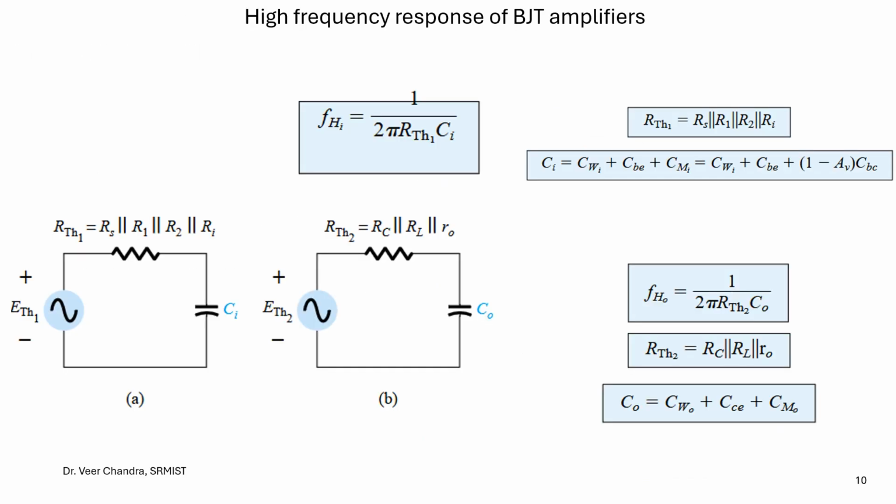Towards the input terminal, we can find the cutoff frequency, and at the same time, we can also find the cutoff frequency for the output terminal. It can be written as FHI equal to 1 by 2 pi RTHI CI. RTHI you can find with the help of RS parallel to R1, parallel to R2, parallel to R pi. All these can be found by drawing the equivalent circuit.